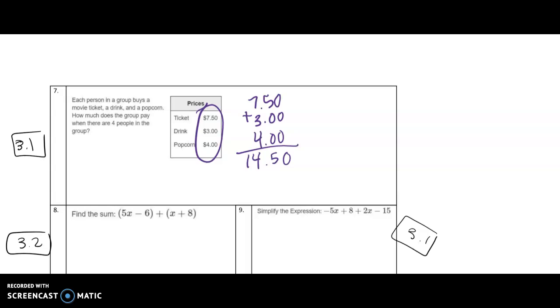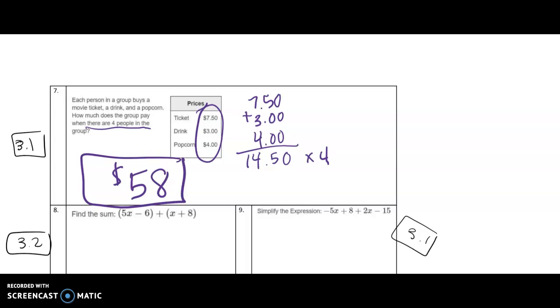$14.50. Now it says that there are 4 people in the group. So since there's 4 people in the group, we're going to multiply this by 4. And so my answer is $58. This is how much the whole group would spend if they each bought a ticket, popcorn, and a drink.